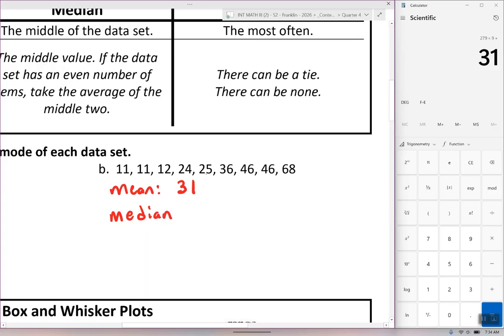Let's find our median. 1, 2, 3, 4, 5, 6, 7, 8, 9. So again, we'll go to the fifth number, which is 25. All right, now let's find our mode. Now the one that shows up the most often here, there are actually 2 of them. We have 2 11s and 2 46s. So both 11 and 46 are going to be our modes here. So if there's a tie for most, it is all the numbers that have tied.